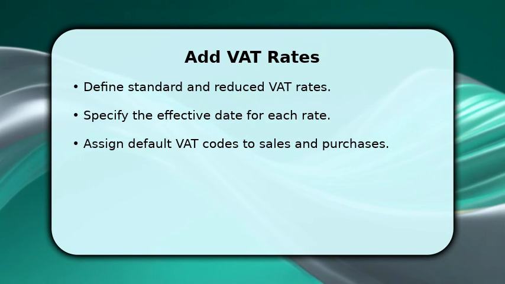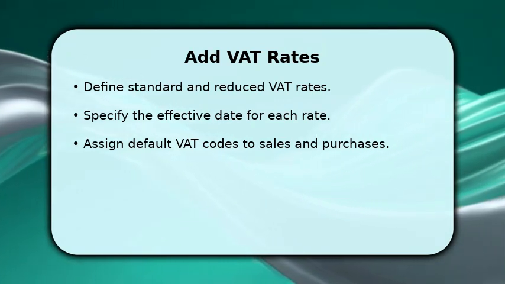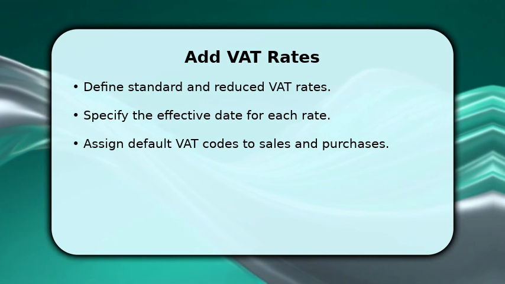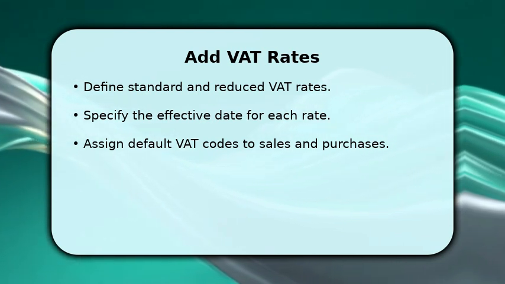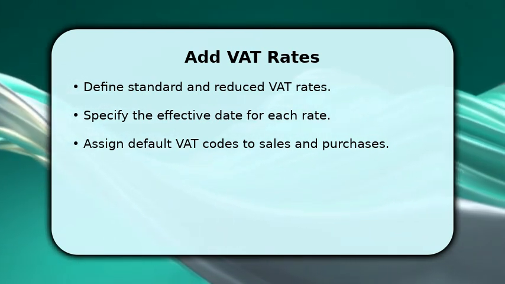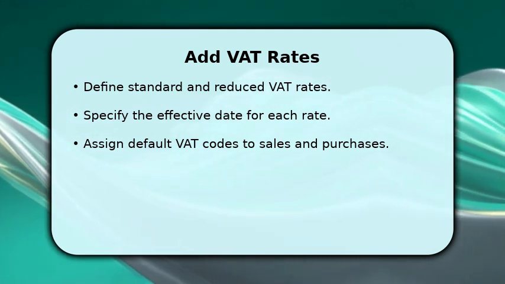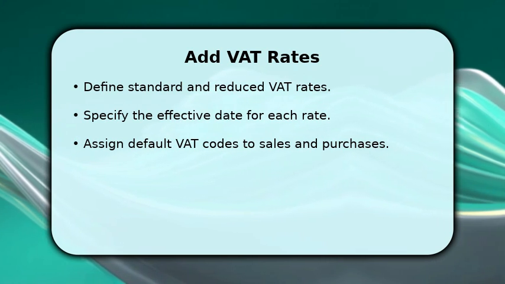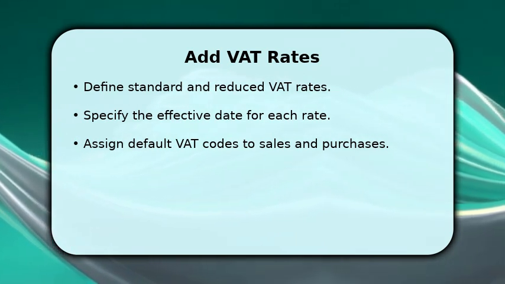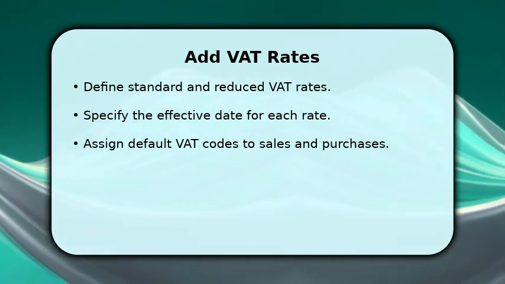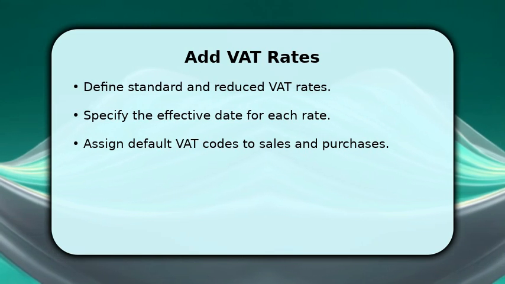Once your basic VAT settings are configured, the next step is to add your specific VAT rates. You'll need to define both standard and any reduced rates that apply to your goods or services. Be sure to set the correct effective date for each rate. Then, assign default VAT codes to your sales and purchase transactions for streamlined accounting.